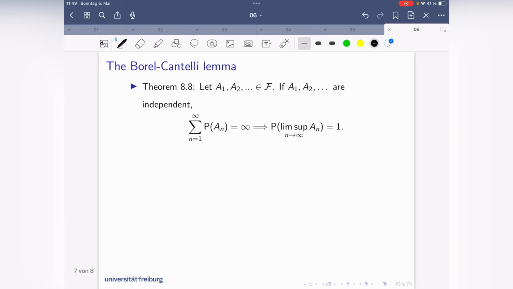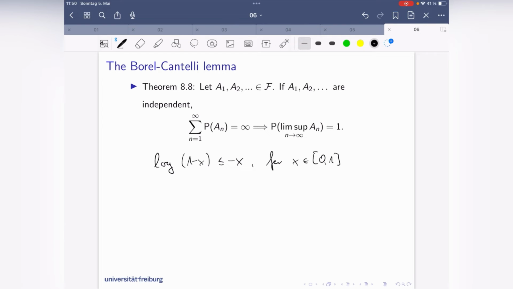The second part is a bit more complicated. I need independence here. So before we start, there's one inequality which I need: log(1 minus x) is smaller or equal than minus x for x in (0, 1).